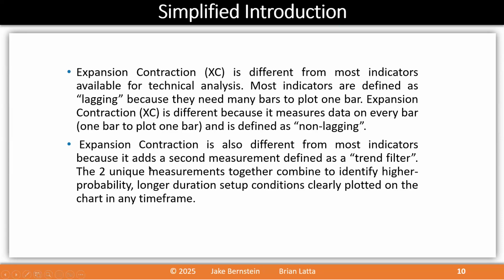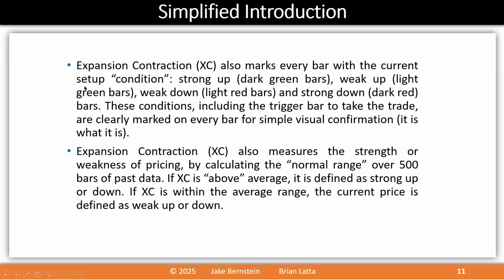So expansion contraction also identifies a second measurement. As it says, it's a trend filter. Together, we can see short-term moves of price up or down, and long-term trends up or down, and that helps us identify clear setups on the chart. And as this also says, expansion contraction will mark every bar or candle, if you're using those, with the current condition. As you can see, strong up will be identified by darker green bars. Weak up, light green bars. A weak up condition, for example, would be where price is short-term down and long-term up.